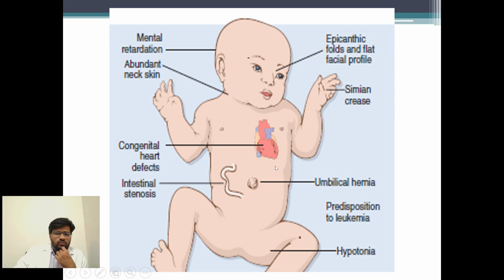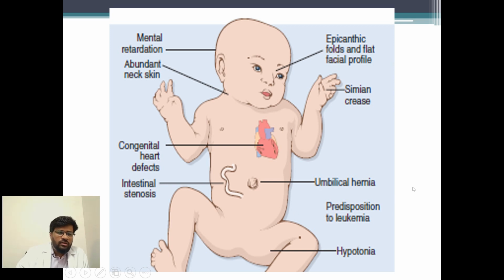To summarize, we have mental retardation, abundant neck skin, epicanthal folds, and flat faces. We have a simian crease, where the palm shows only one prominent crease instead of the normal two. And we have congenital heart diseases, intestinal stenosis, and umbilical hernia. I told you GIT defects will be there, and they have a predisposition to leukemias and hypotonia.